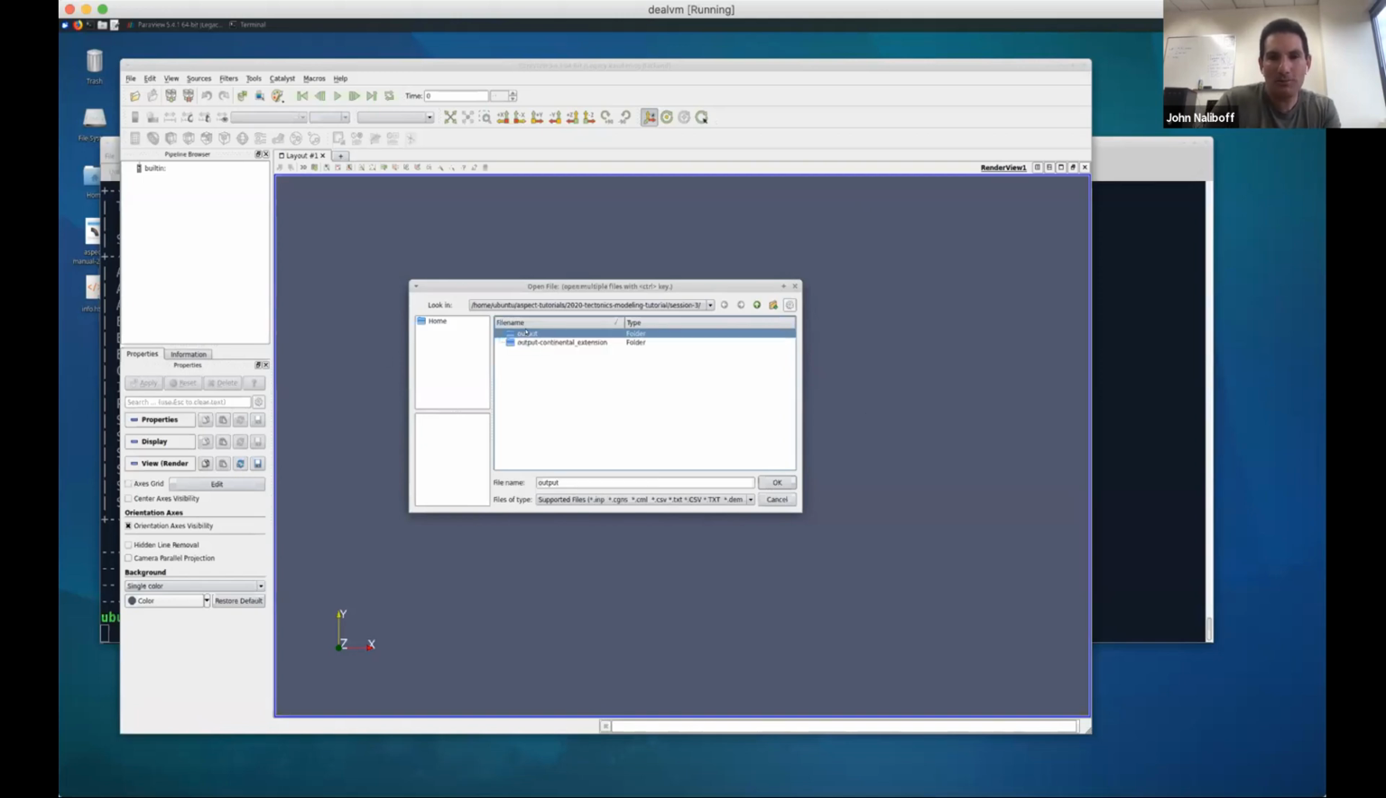Well, I'll give it a minute, but what you could do is basically double click on output and then open solution.pvd from there. Sorry, I'm going to stop sharing quickly and see if that allows me to fix this. I may need to restart my virtual machine. I'm not sure what happened there with the mouse control.